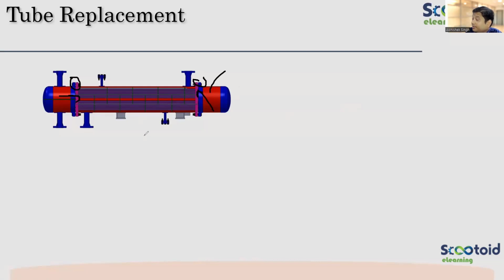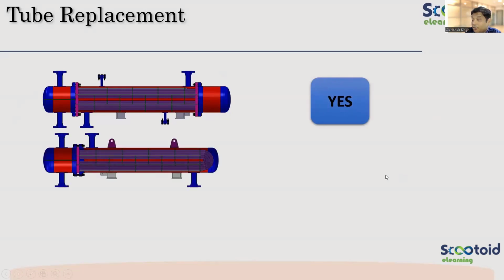Yes, it is possible to pull out the tubes by removing the welds. Okay, so we'll do that and we'll take the tube out for replacement. For fixed type, it is possible. For U tube type, whether it is possible? For U bundle, that is possible?